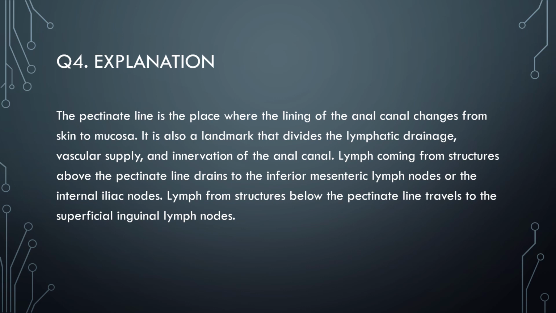The pectinate line is the place where the lining of the anal canal changes from skin to mucosa. It is also a landmark that divides the lymphatic drainage, vascular supply, and innervation of the anal canal. Lymph coming from structures above the pectinate line drains to the inferior mesenteric lymph nodes or internal iliac nodes. Lymph from structures below the pectinate line travels to the superficial inguinal lymph nodes.